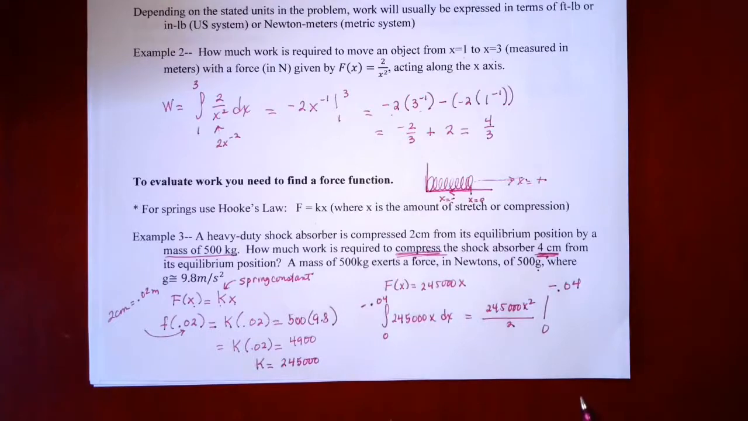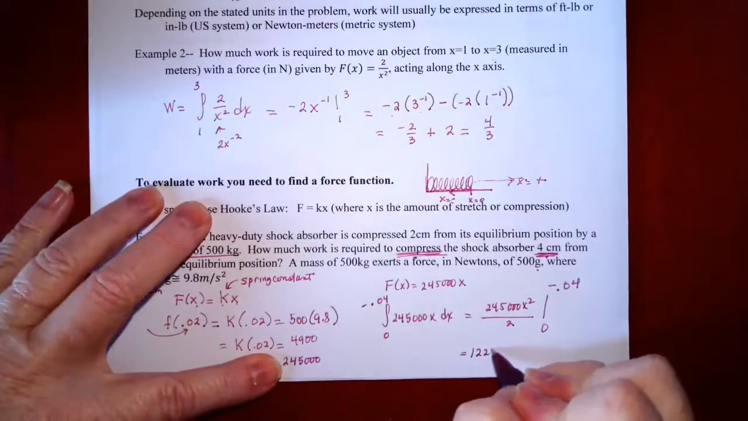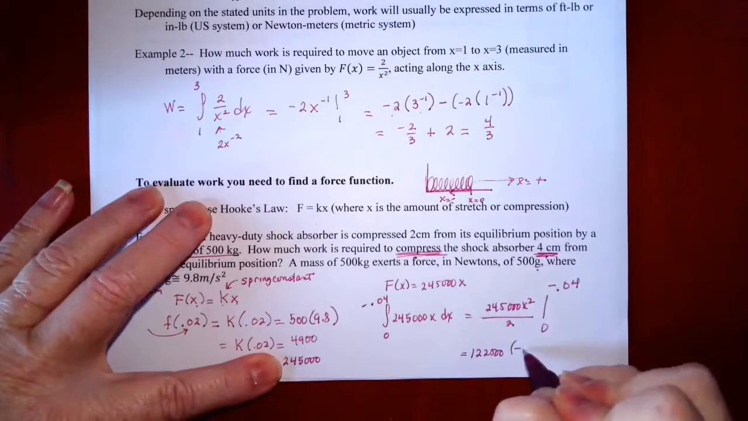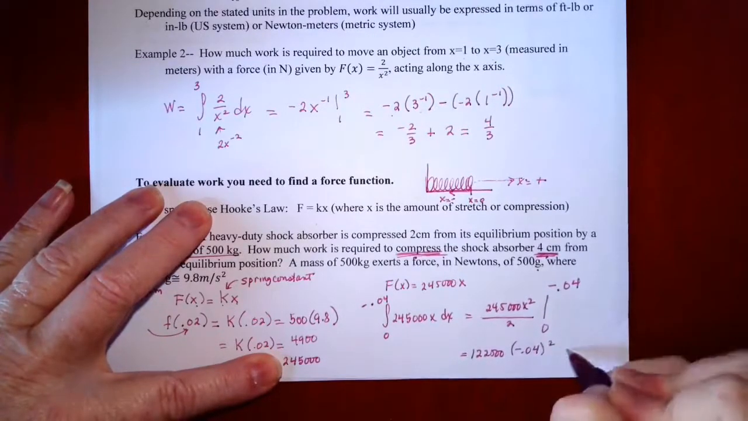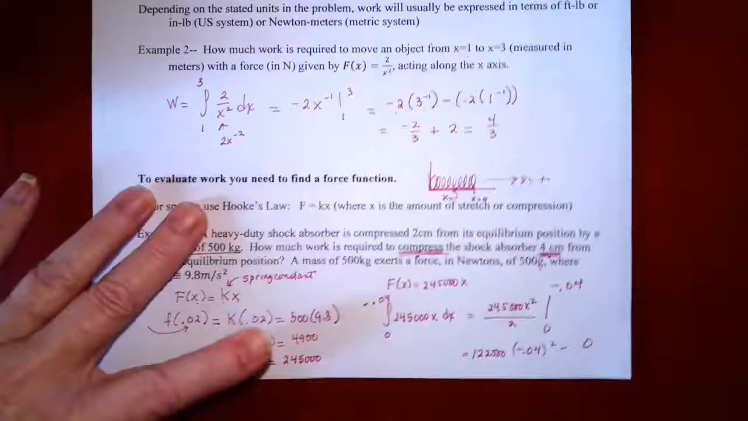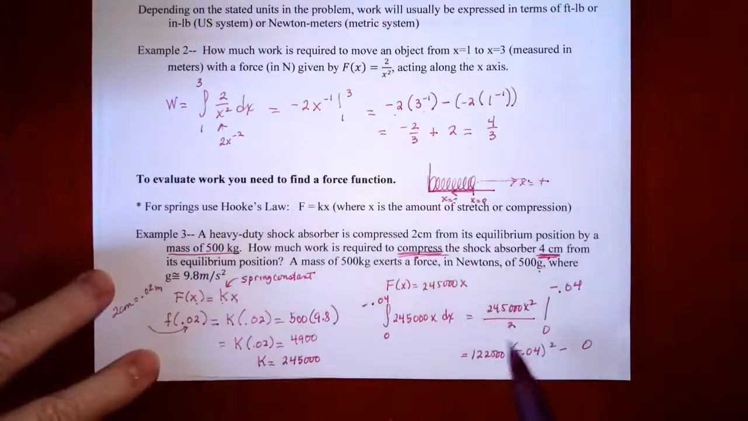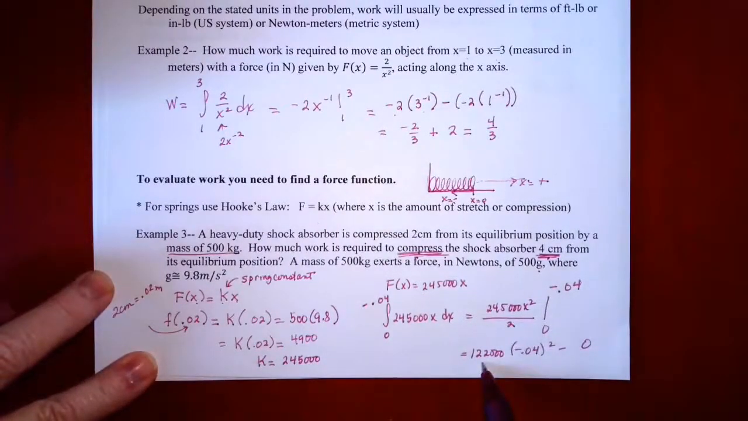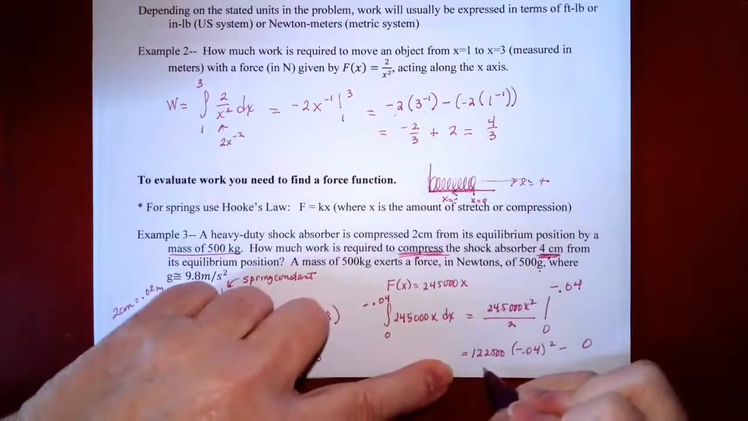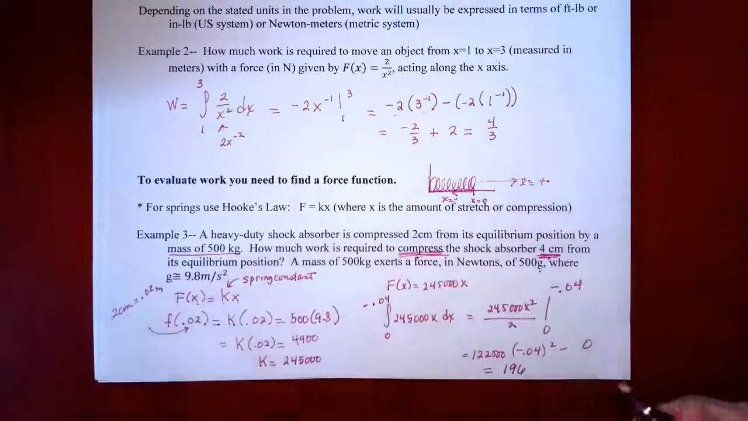So we'll have 122,500 times negative 0.04 squared minus 122,500 times 0, which is just 0. I went ahead and divided by 2. That's how I got the 122.5. Yeah, sorry, I did that. And so we'd get, I'm getting 196. Is that what you guys are getting?